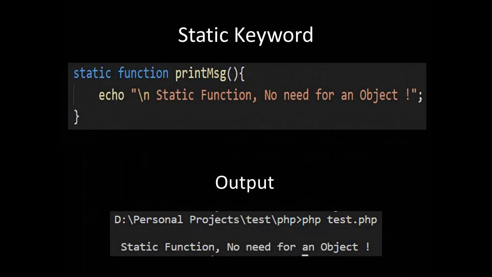The static keyword means that the static property or static method can be accessed directly from the class without having to make an instance or an object from the class. Here's an example showing a static function printMessage, which prints a line of string. The output of the code is shown below.